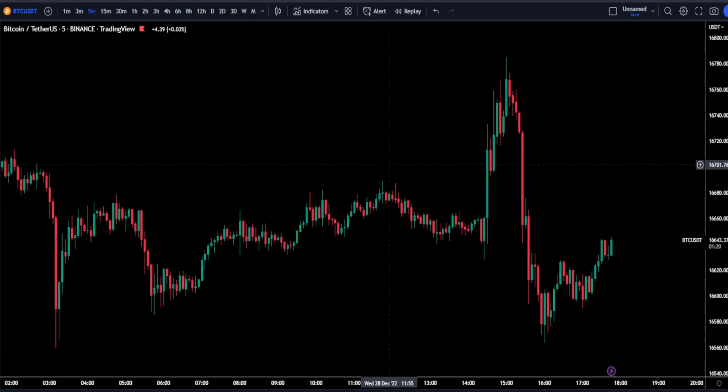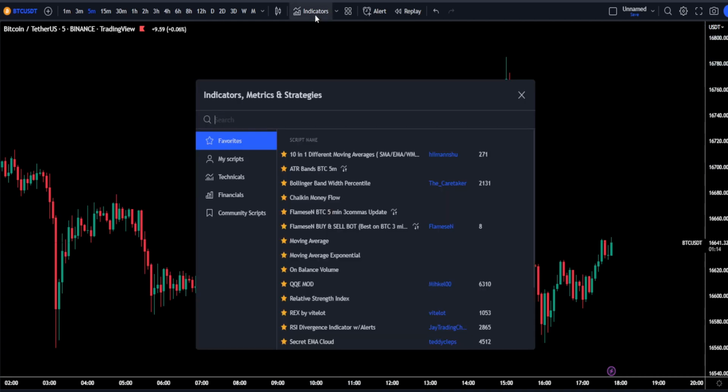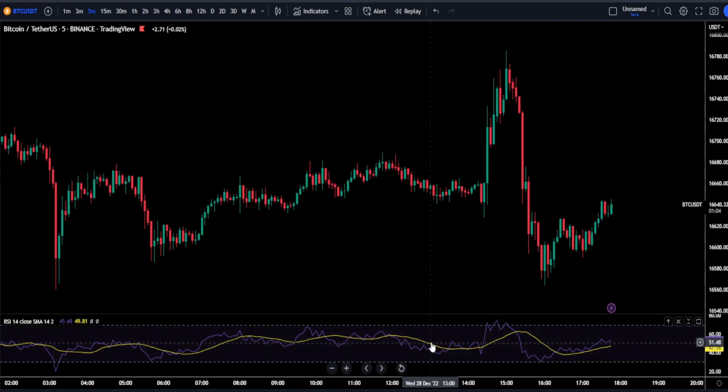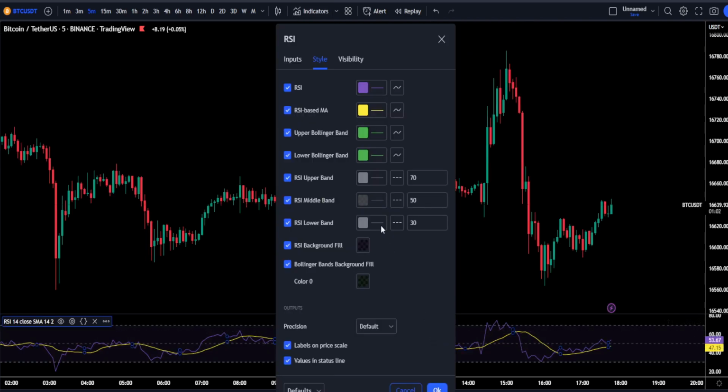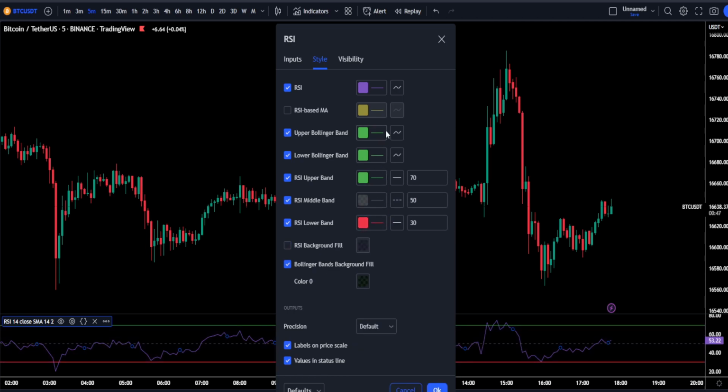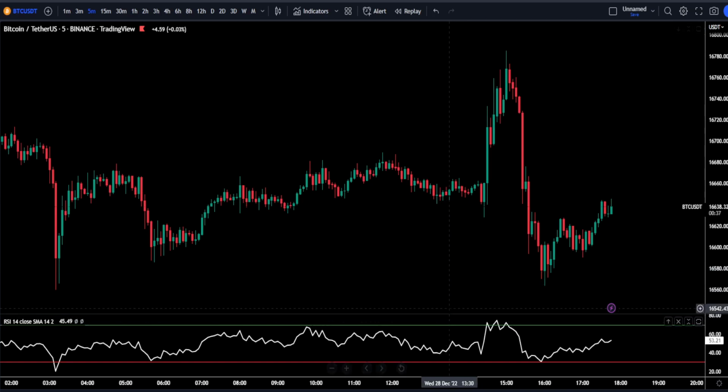Okay, now let me show you how to build this setup. First, on TradingView.com, come over to your Indicators tab and search for the Relative Strength Index, or the RSI. Access the indicator settings by double clicking on it, and in the style section, make a few changes like I'm doing right now. Okay, this indicator is now ready. Let's move on to the next one.